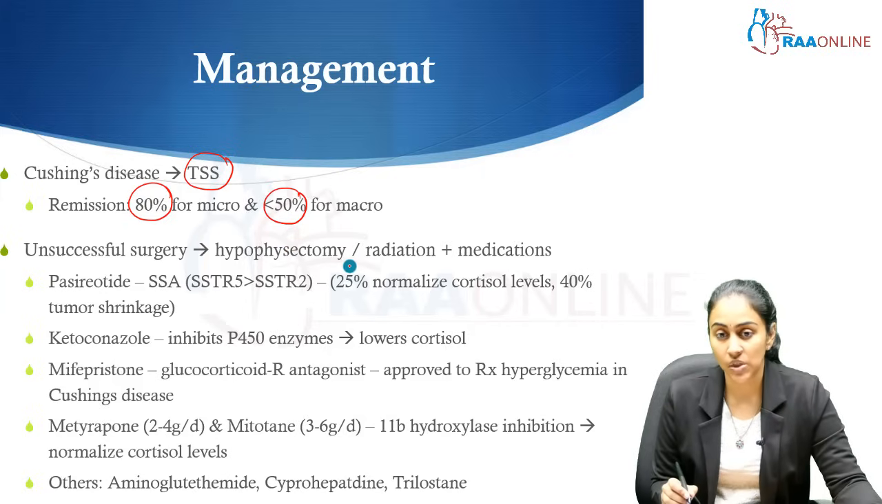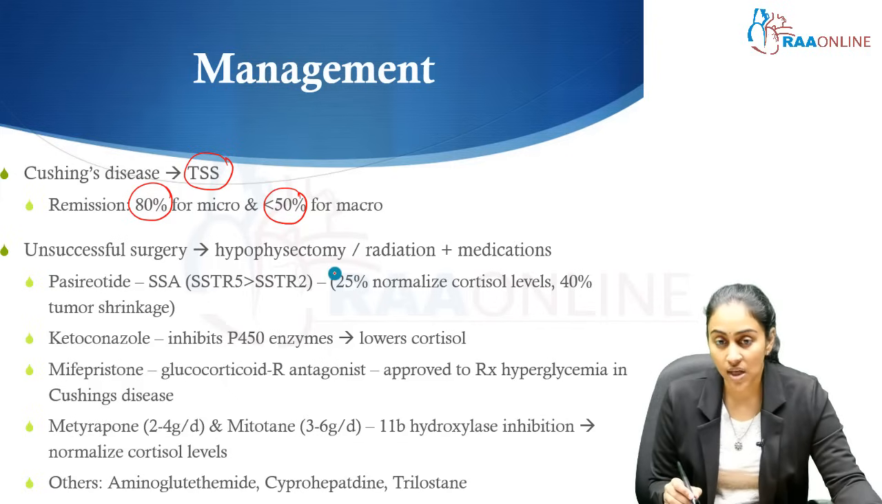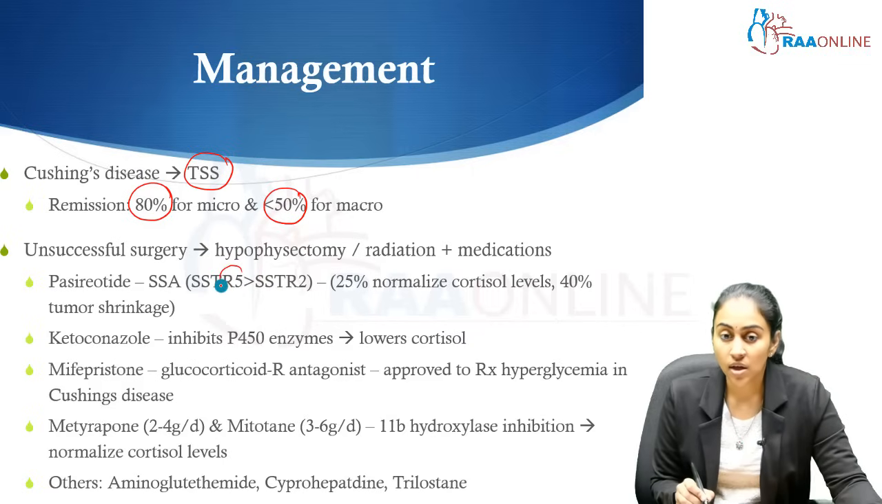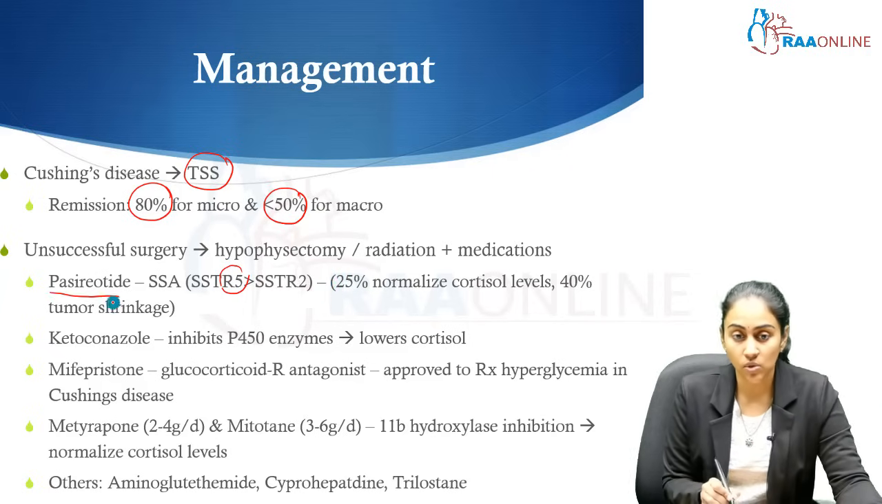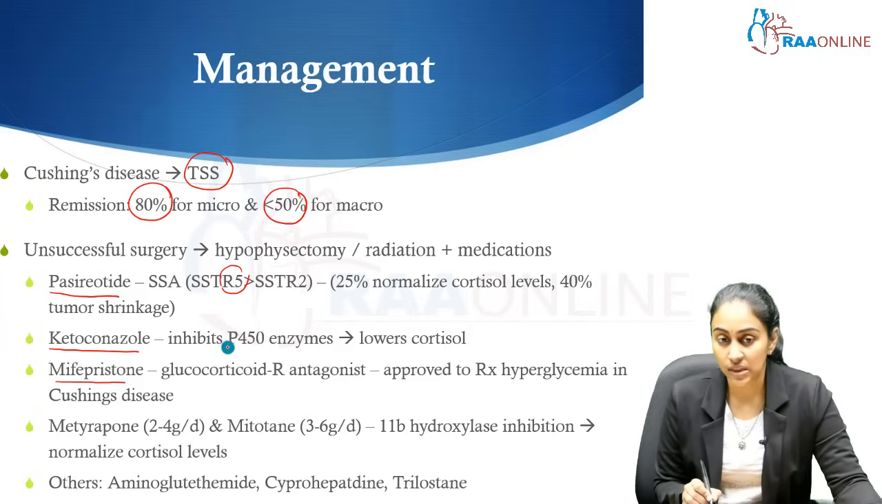radiation along with medications. So, what are the medications that may be useful in patients where surgery has failed or where surgery is not feasible? One is pasireotide. Pasireotide is a somatostatin analog which works more at the type 5 receptor rather than type 2. On this drug, about 25% of patients normalize cortisol levels and 40% achieve tumor shrinkage. Other useful drugs include ketoconazole and mifepristone. Ketoconazole is a P450 inhibitor.